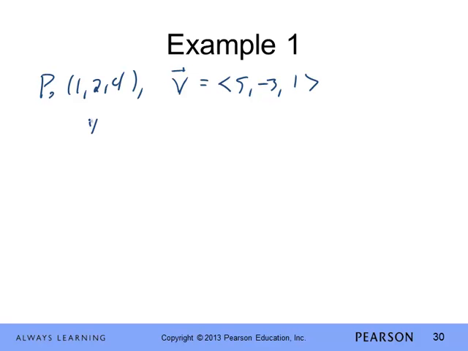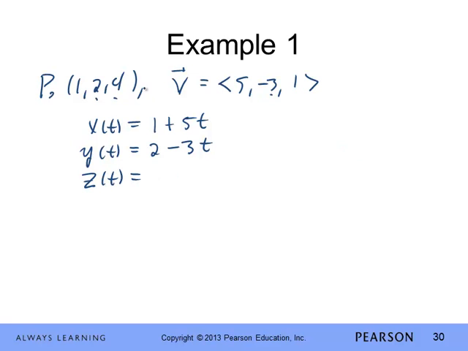Well, your x of t is going to be the 1, which is the x coordinate from your point, plus t times 5, or 5t. The 5 being the x component of your v vector, of your direction vector. Your y of t is going to be the 2 minus 3t. Your z of t is going to be equal to 4 plus t.